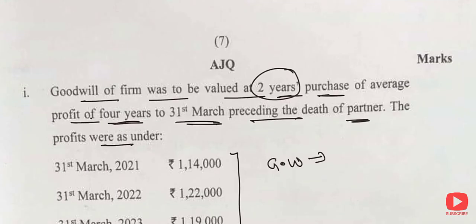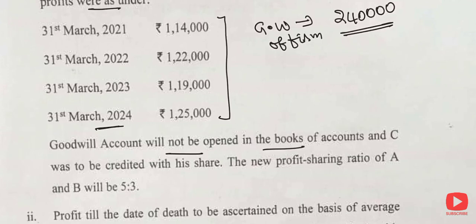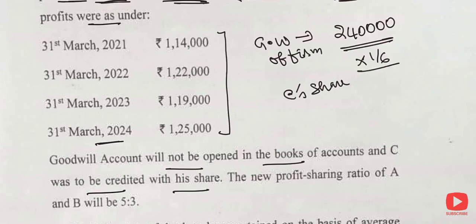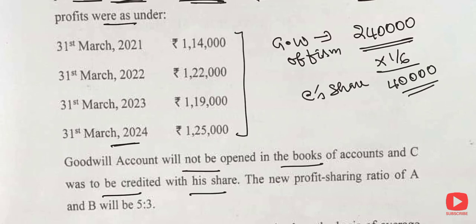Okay, so it will be 1,14,000 plus 1,22,000 plus 1,19,000 plus 1,25,000 divided by 4, multiply into 2. That will be your goodwill. Goodwill of the firm is 2,40,000. Goodwill will not be opened in the books of accounts. We already know that. And C was to be credited with this share. What is C share here? C share is 1/6 into 2,40,000. So basically, C share of goodwill will be 40,000. And this will be given by A and B.